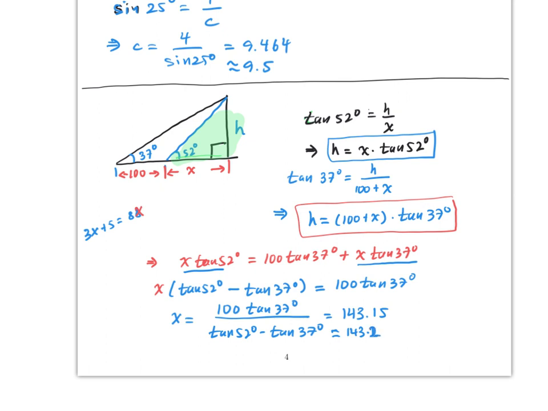So then if you want to find the solution, you can just plug it in here. So the altitude will be x, which is 143.2, times tangent of 52 degrees, and that equals 183.23. And that's it.